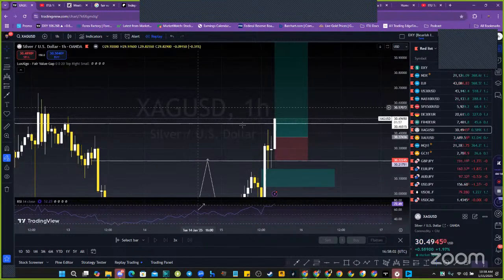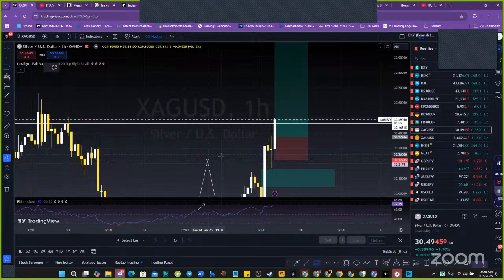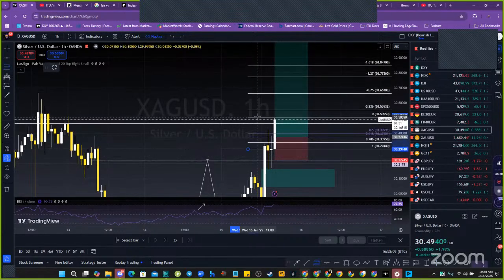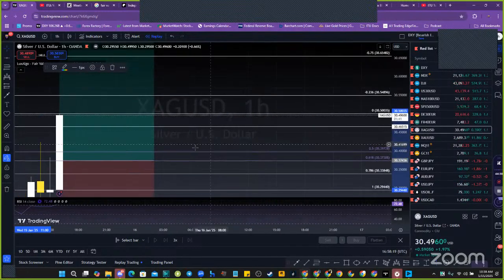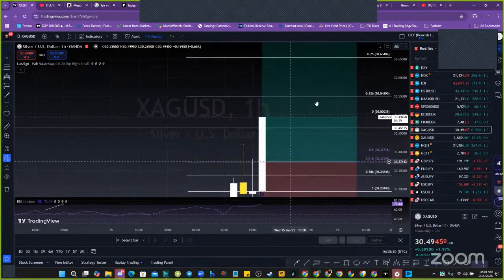I can be patient, wait for this candle to close, come back, measure the hour, and then wait for it to retest. And the retest is right back into our original entry point. So that would be the full fair value gap fill of that candle. And that would be my next buy situation.